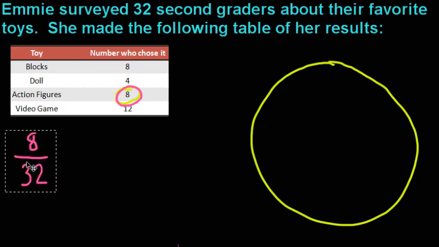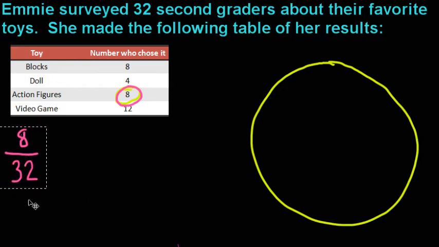Let's move this over here. So 8 out of 32. Let's convert that to a percentage. I don't know if you remember from your foldable. You may need to get your foldable out to do this, but we convert first to a decimal and then we convert it to a percentage.